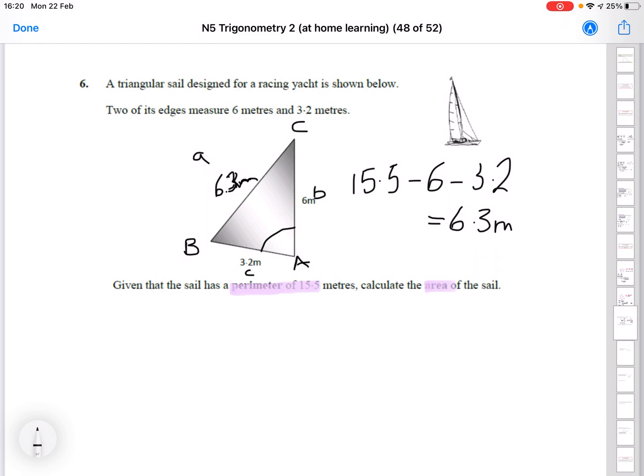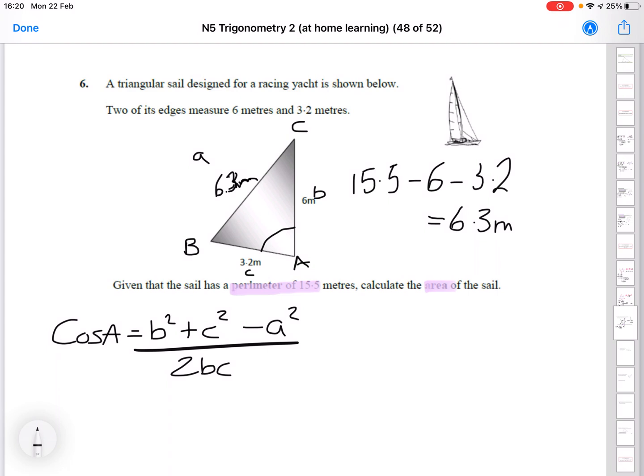So any angle would work here. I'm going to go for finding the one that's marked as A. So the formula that you would use here, if you tried to do your sine rule, you don't have another angle, so you wouldn't have enough information to use your sine rule. The only one that works for all three sides is your cosine rule. So cos A equals b squared plus c squared minus a squared over 2bc.